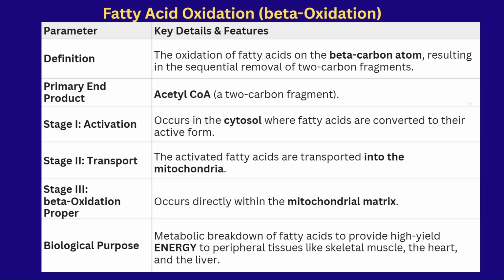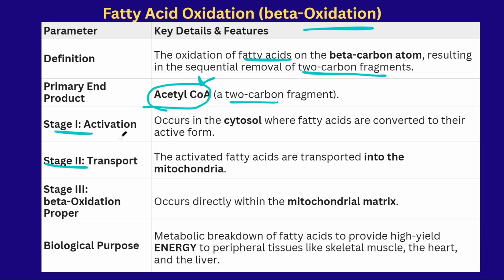This is the definition. The primary end product: the fats are finally converted into acetyl-CoA. So in beta oxidation, the final end product is acetyl-CoA. The fatty acids are broken down into 2 carbon fragments, and these are again broken down into acetyl-CoA. So this acetyl-CoA is a 2 carbon fragment which again enters into the TCA cycle.